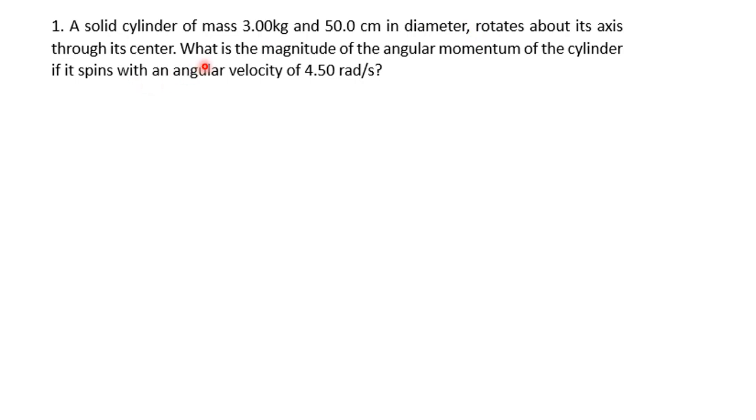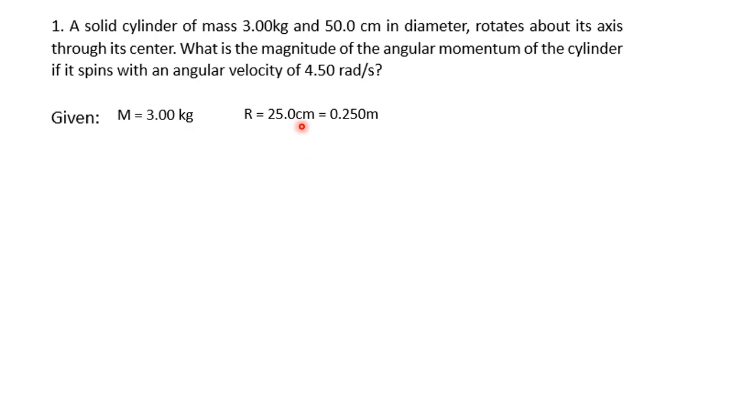What is the magnitude of the angular momentum of the cylinder if it spins with an angular velocity of 4.50 radians per second? So we are given the mass of the cylinder. It is 3 kilograms. Then we also have a radius equal to 25.0 centimeters. This is just one half of the given diameter. So we have 50 over 2, which is 25 centimeters.